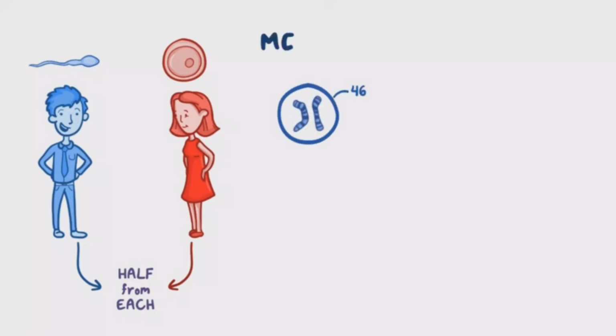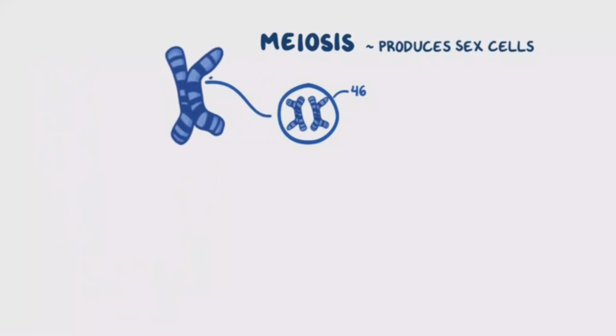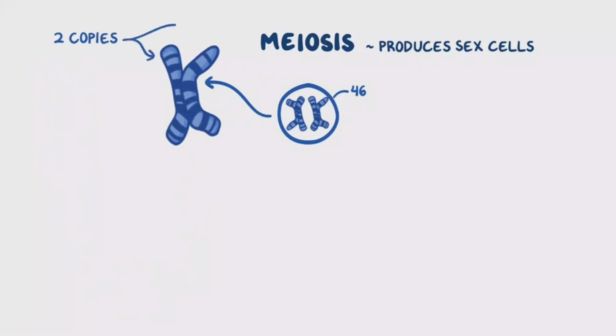The first step is meiosis, which is what produces our sex cells, and the chromosomes replicate, and so now they're sort of shaped like an X. Even though there are two copies of DNA here, we still say it's one chromosome since they're hooked together in the middle by this thing called a centromere.